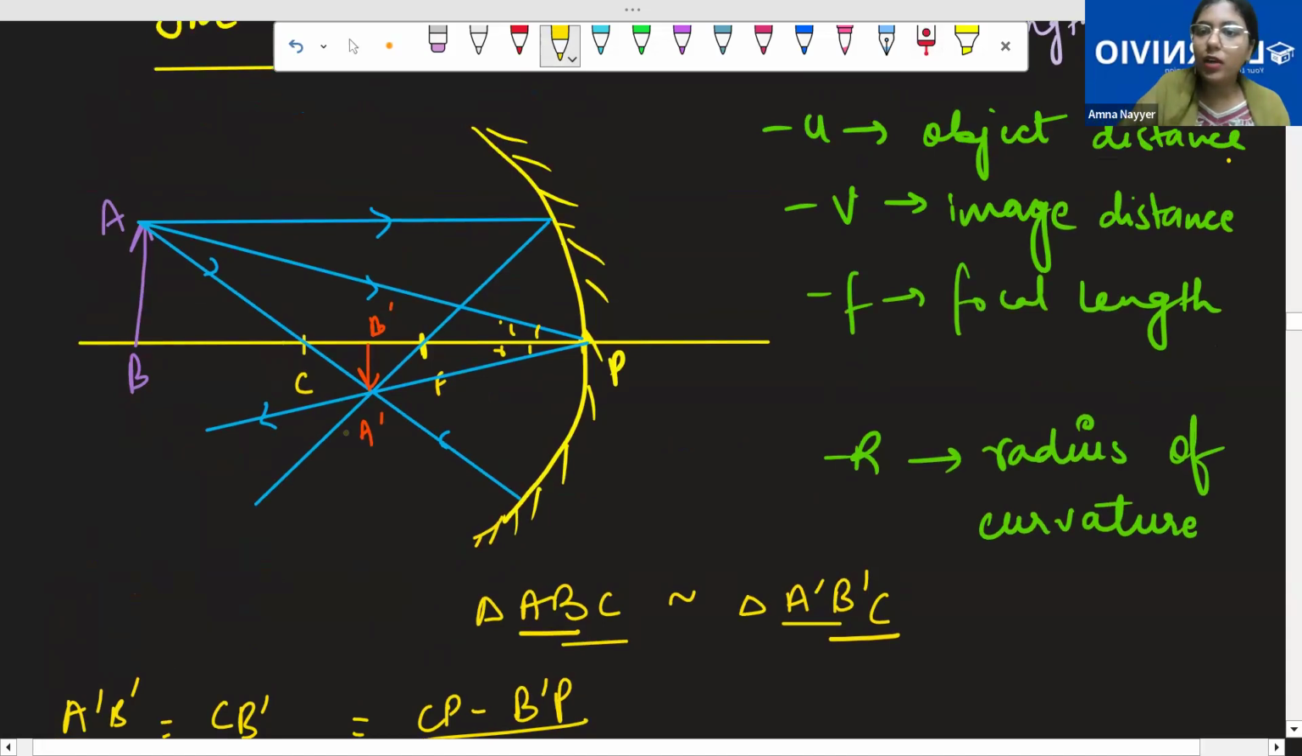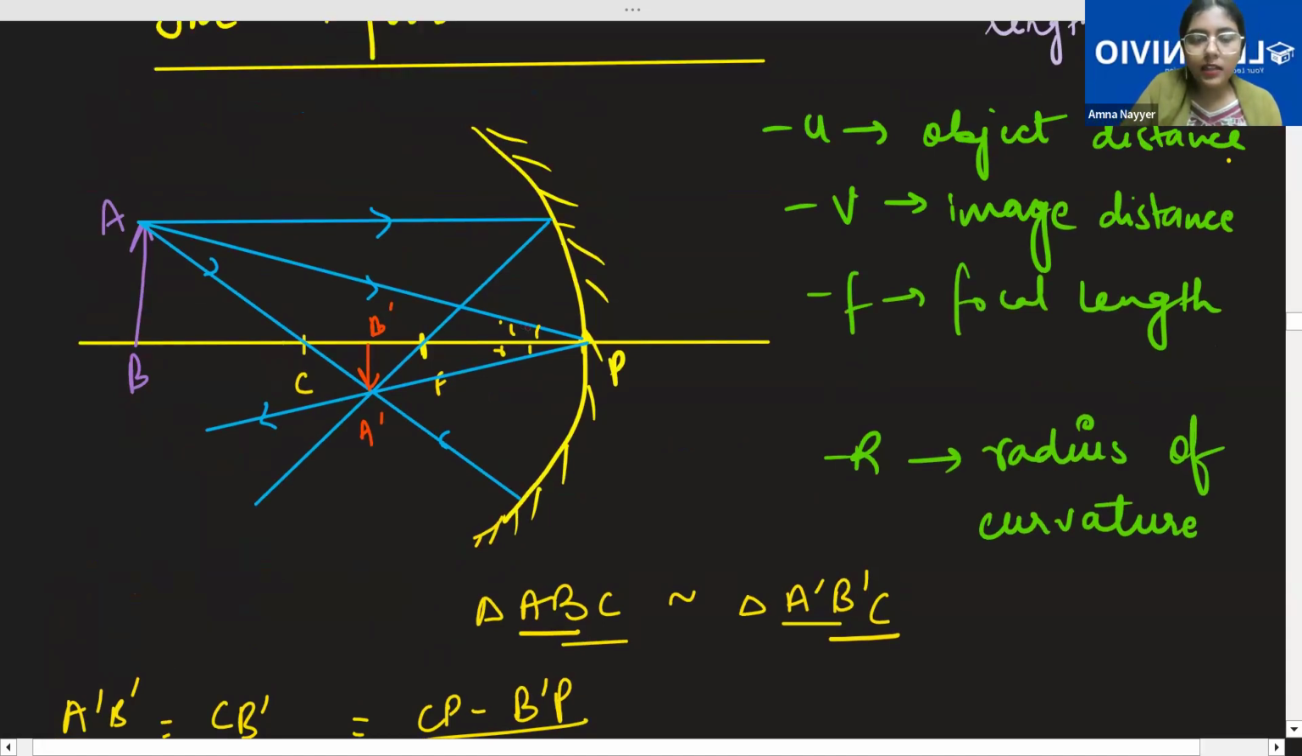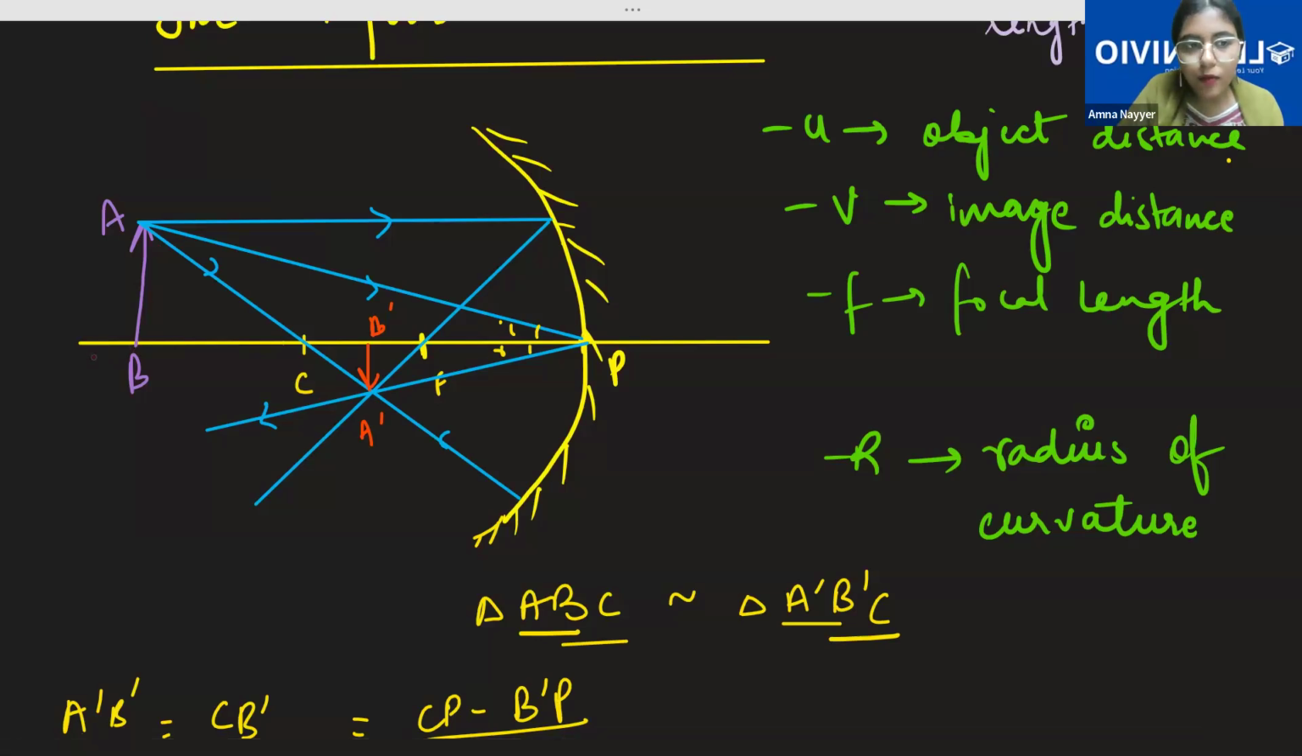See, let us just mark what are all these things now. Look, now pay attention here, Vasmi. This is B. Can you tell me what BP is? It's the length. Which length? It's V, the image distance. Is AB the image? No, AB is not the image. I thought A' and B'. AB is my object, so it's U, not V.